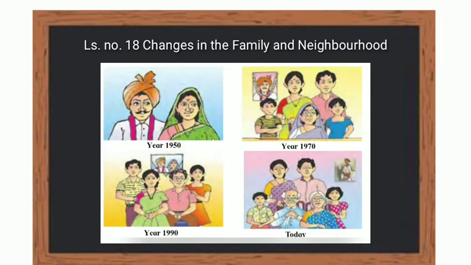Now students, coming to page number 110 of your textbook, look at the four pictures given. Find the reasons for having more members in 1970 than in 1980, fewer members in 1990 than in 1970, and more members today than in 1990. See the answer. The couple in 1950 had a son who got married and had two children. Though the grandfather died, at present there are 5 members in the family.